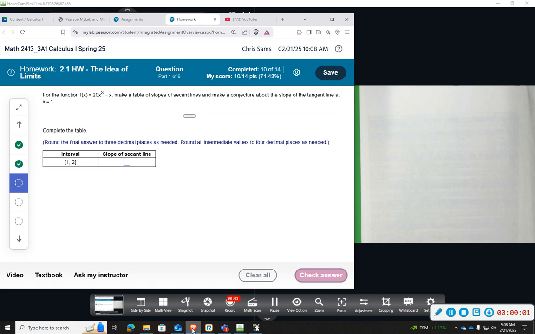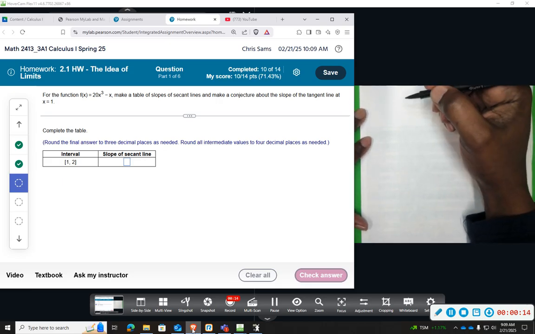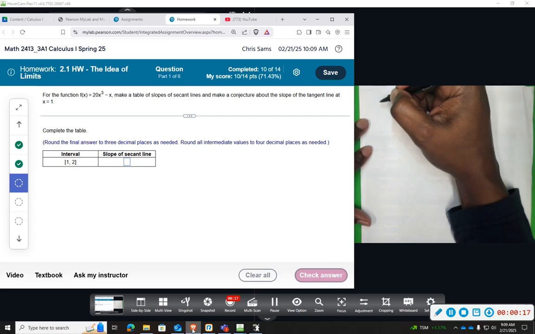All right, number 11. So we're doing it again. We're going to make a table about the slope of the secant lines and see what that says about the slope of the tangent line. So I'm just going to remind you of the formula, and we're going to try to work a little bit more quickly now that we've seen it a few times.